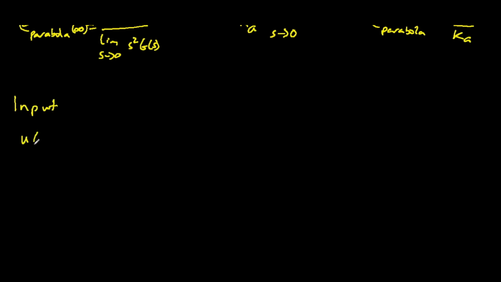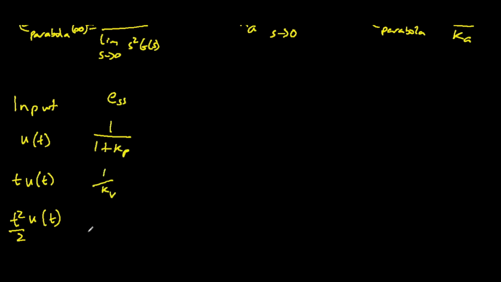The first is a step input, which is u of t. The second is a ramp input, t u of t. And the third is a parabolic input. Well, I should make this half t squared so that this becomes a unit parabolic input. So when we have this, then we can get our steady state error. I'll just simply call this ESS, steady state error, like we just wrote. I'll have this as 1 over 1 plus Kp, 1 over Kv, and 1 over Ka. So that would be our steady state error.